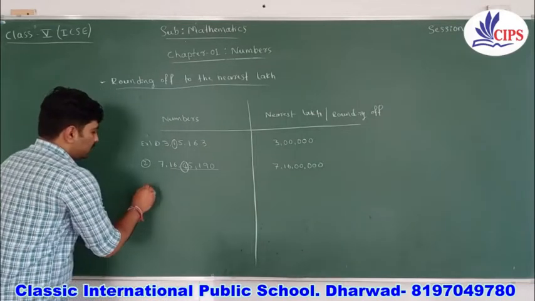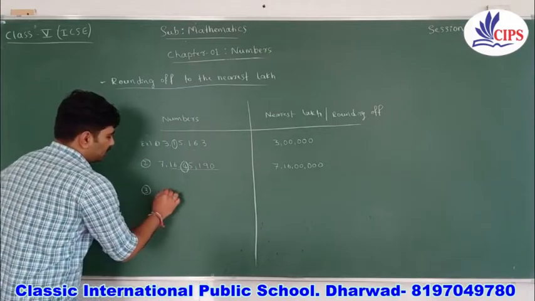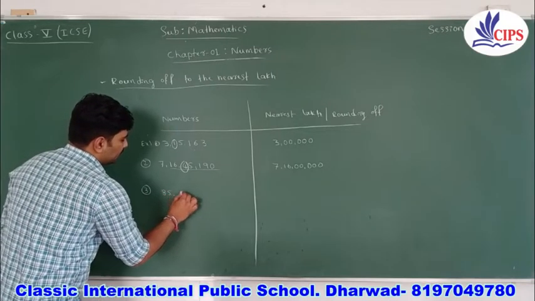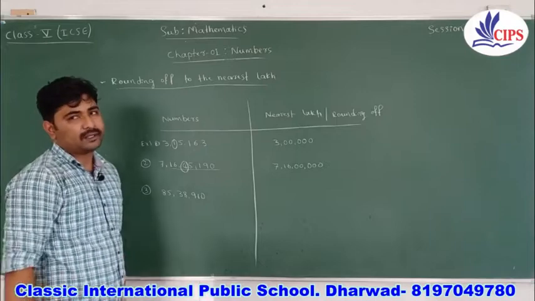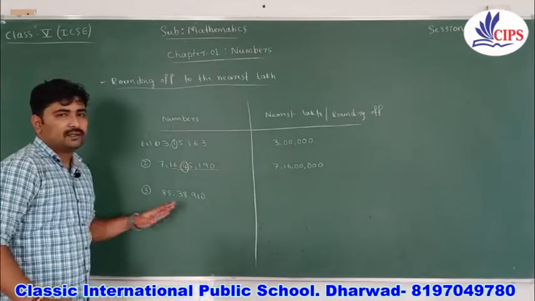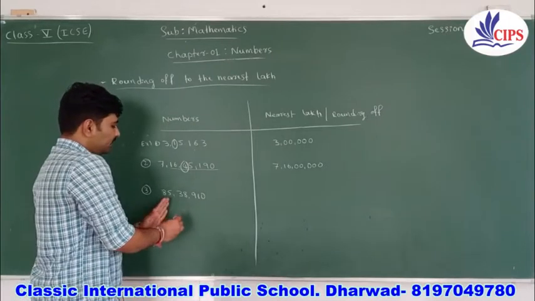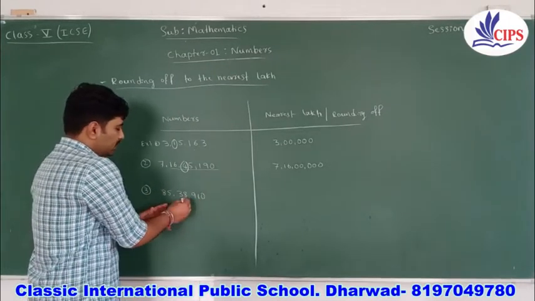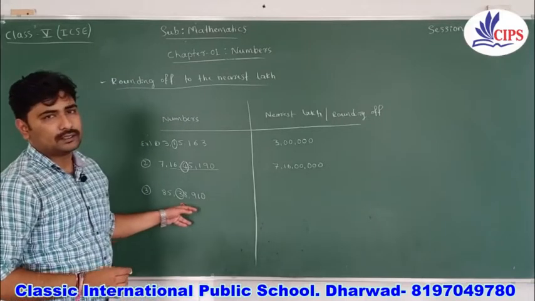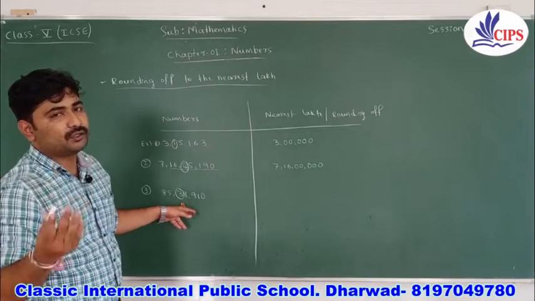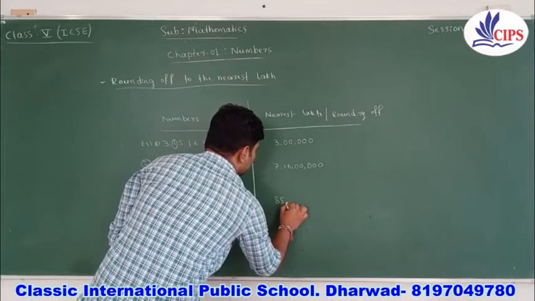Now, I'll take one more number. This time we'll take again a lakh number, for example 85,38,910. So this is a 7-digit number again. Now, no matter how many digits we are having, our purpose is to find the nearest lakh, rounding off to the nearest lakh. These are lakh places only, but I'm going to consider its 10,000th place. What is in the 10,000th place? 3. So again, 3 is less than 5. I'm going to round it off to its lowest multiple of lakh. Here 85 lakh remains 85 lakh only.